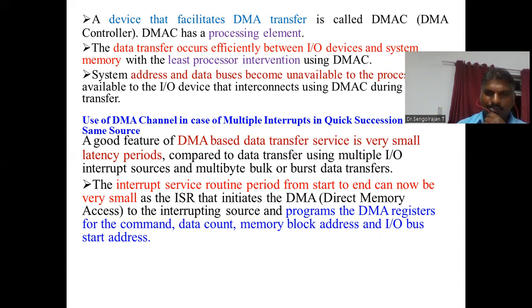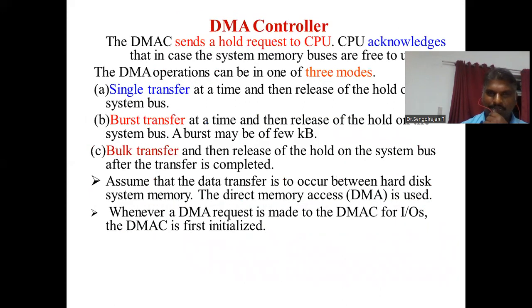Then the ISR will start, and the time period of the ISR will be very small. It will initiate the DMA using the command, data code memory block, as well as the input output bus start address. Then what about a DMA controller? It sends a hold request to the CPU and the CPU acknowledges when the memory buses are free. The DMAC will operate in three modes.